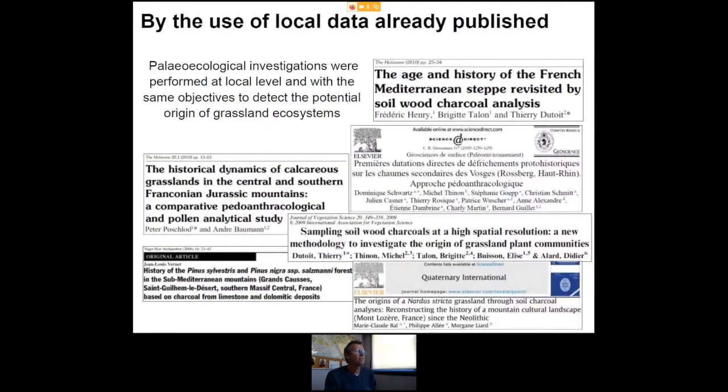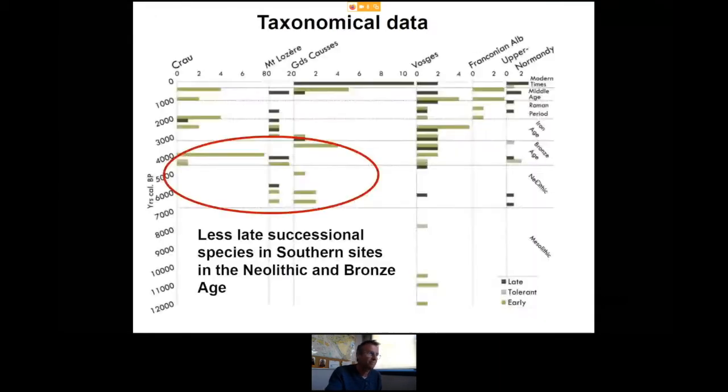The characteristic of all these studies, which had already been published when we decided to do this work, is that they were published with the same type of investigation and objective. The objective was always to date the origin of grassland, whatever it was. It can be dry grassland, acidic grassland, and most of them were in plains or in mountain areas.